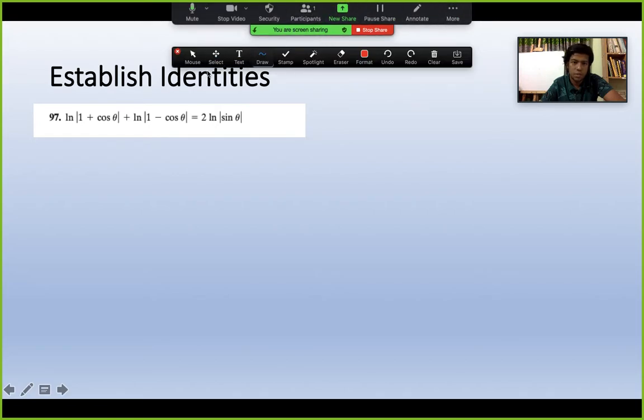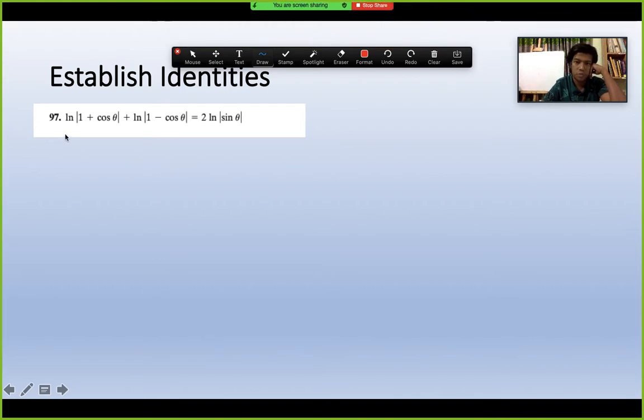If we try to solve this, we have to prove that this side equals that side. There is a rule in logarithm: ln a plus ln b becomes ln ab. So we can write ln of (1 plus cos theta) into (1 minus cos theta). Ab means a into b.